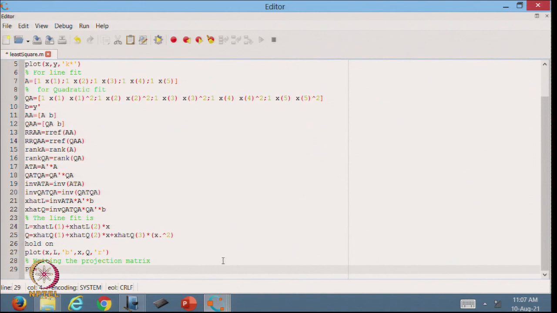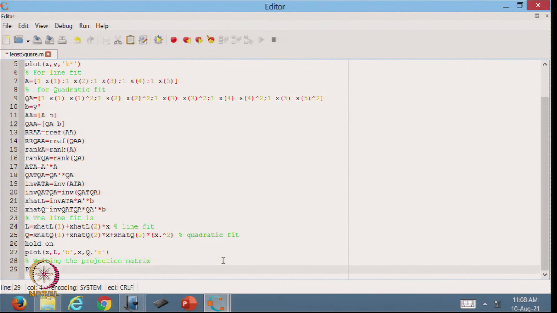Now if somebody becomes confused, then they can also write some comments here. So I can write here line fit, and here I can define quadratic fit. So similarly I can define here the projection matrix.